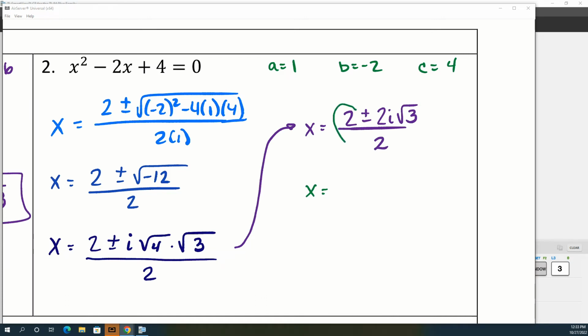And then we have one last step where we see if we can reduce all of those numbers. We can. We can reduce them all by 2.